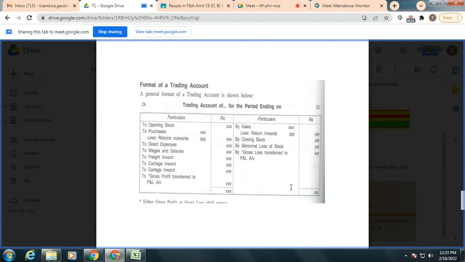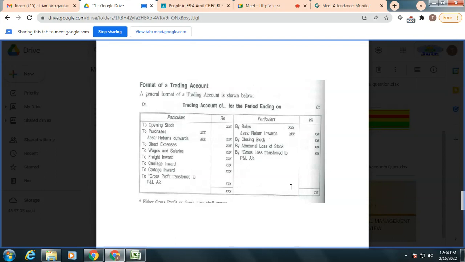So the term trading and profit and loss account actually includes two stages of calculation of profit. The first stage is the trading account, where we calculate the gross profit, and then in the second stage we convert the gross profit into net profit. So this is the format for the first stage, where, based on the information given to us, we try to calculate as accurate a profit as possible.